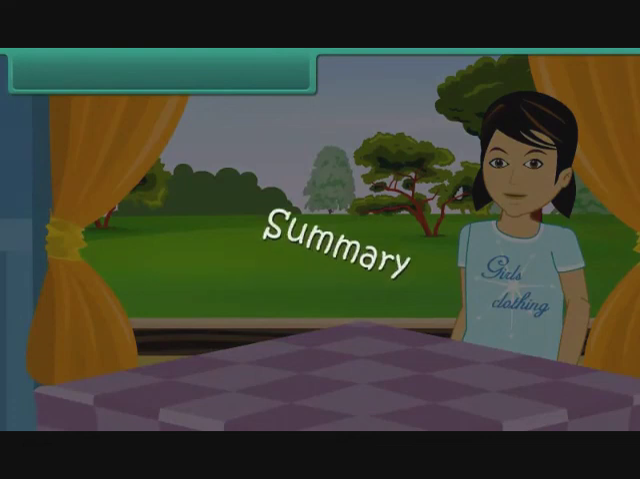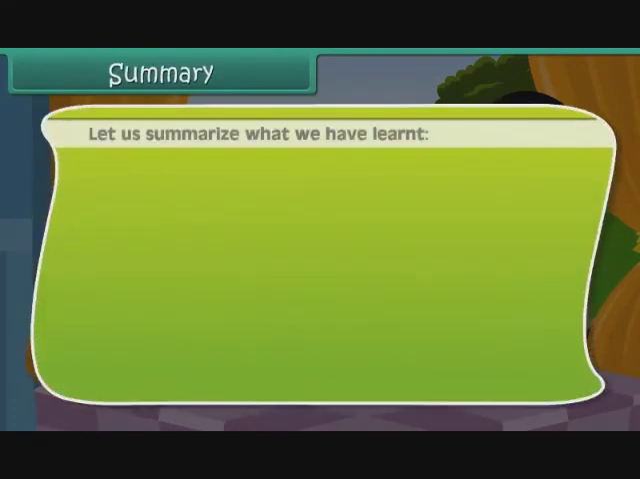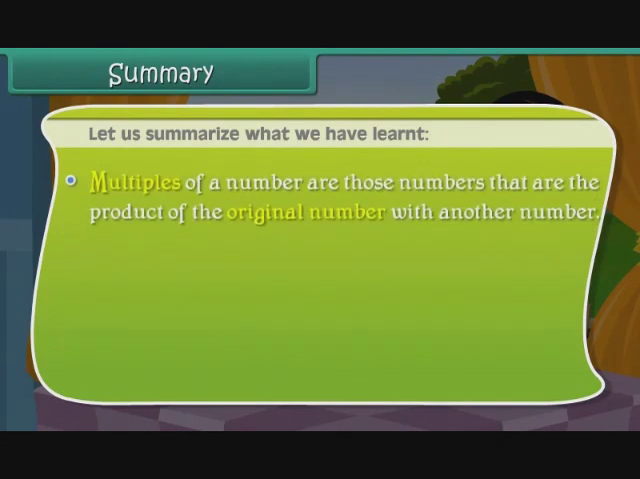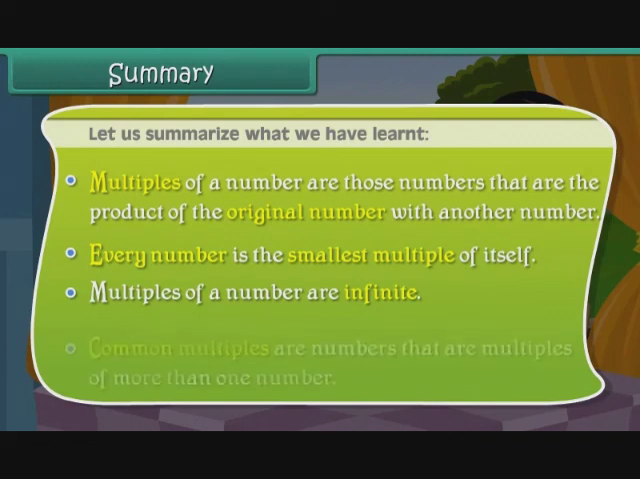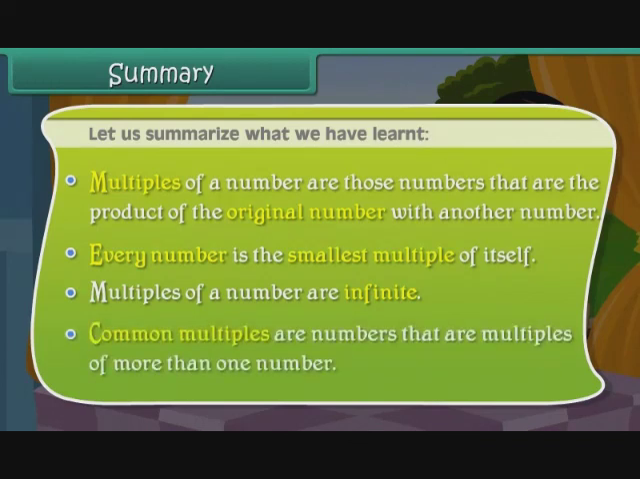Summary. Let us summarize what we have learned. Multiples of a number are those numbers that are the product of the original number with another number. Every number is the smallest multiple of itself. Multiples of a number are infinite. Common multiples are numbers that are multiples of more than one number.